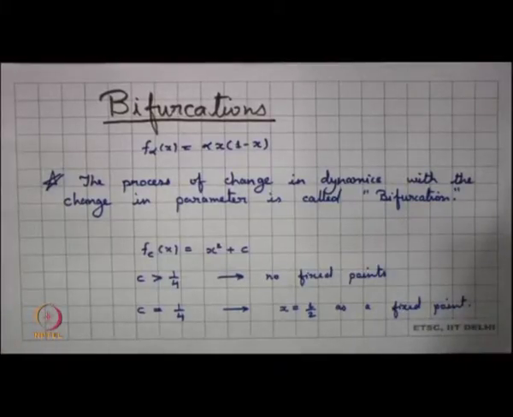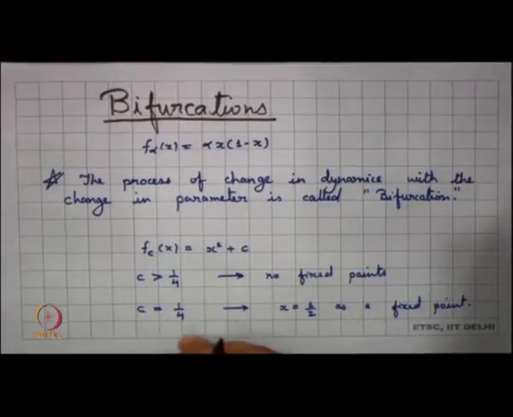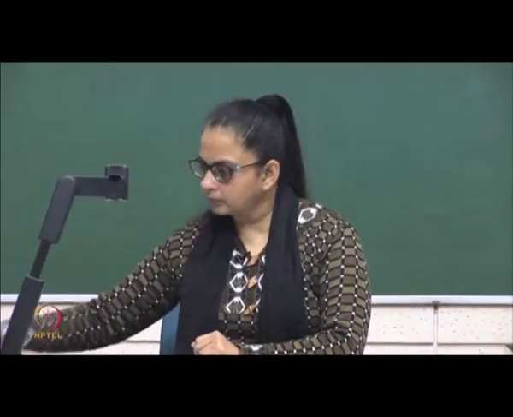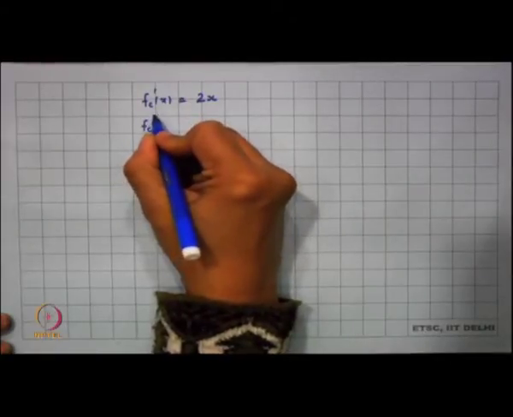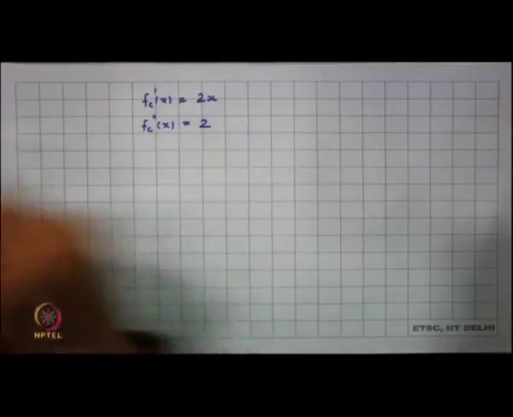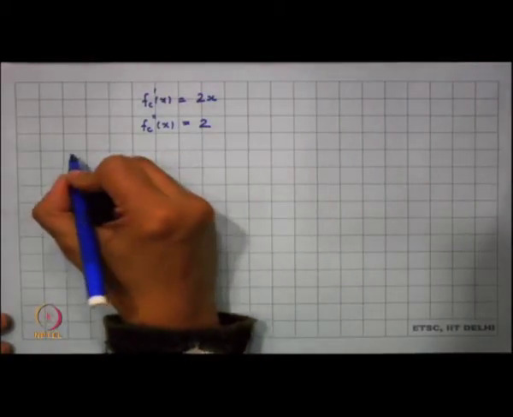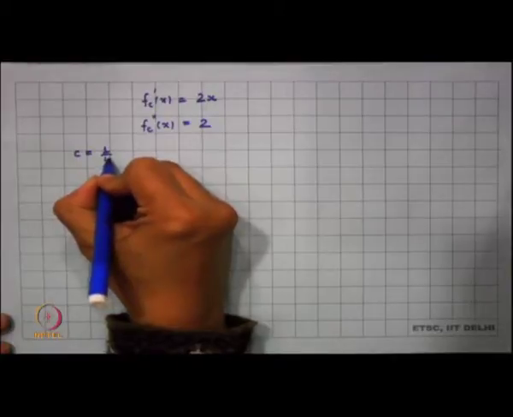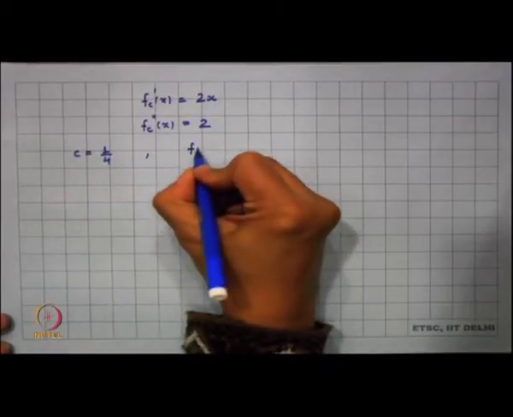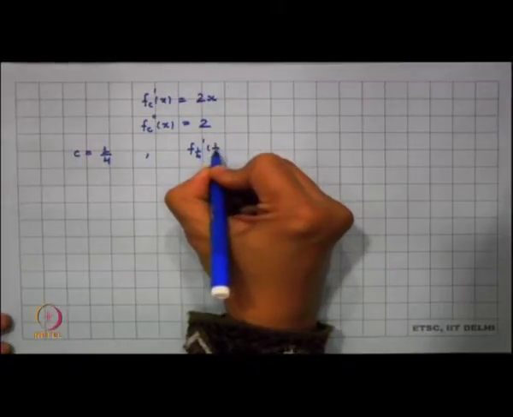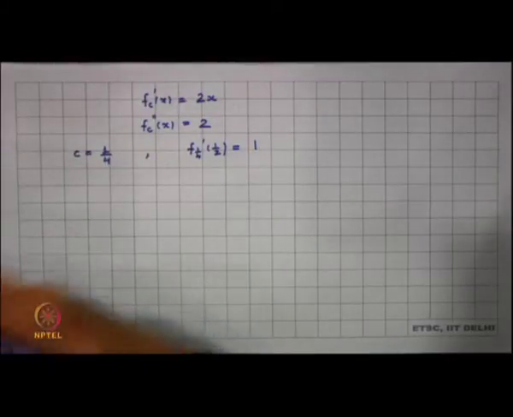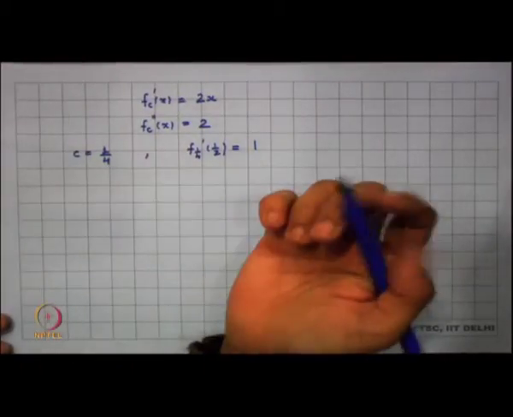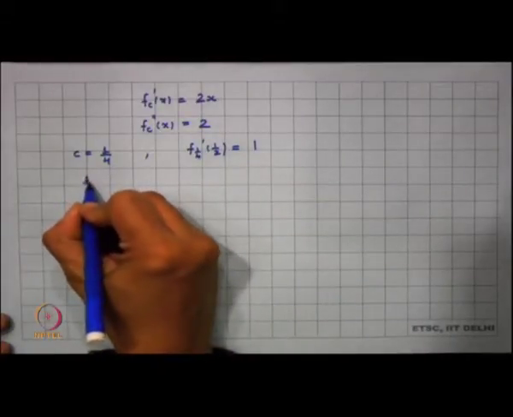Now, what can you say about this particular fixed point? So, we see that here f c prime of x is 2x. So, for this particular point, when c equal to 1 by 4, we find that f 1 by 4 prime at 1 by 2 happens to be equal to 1. So, basically 1/2 happens to be a non-hyperbolic fixed point.